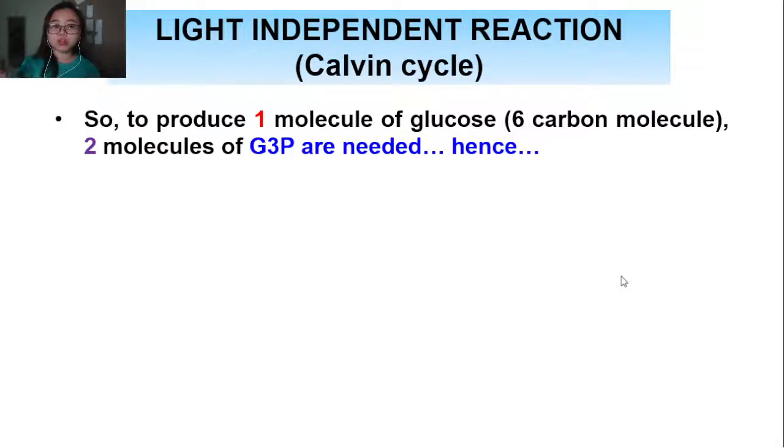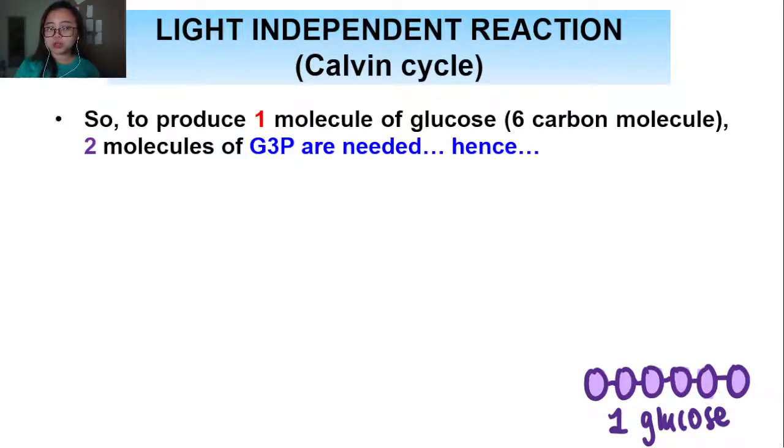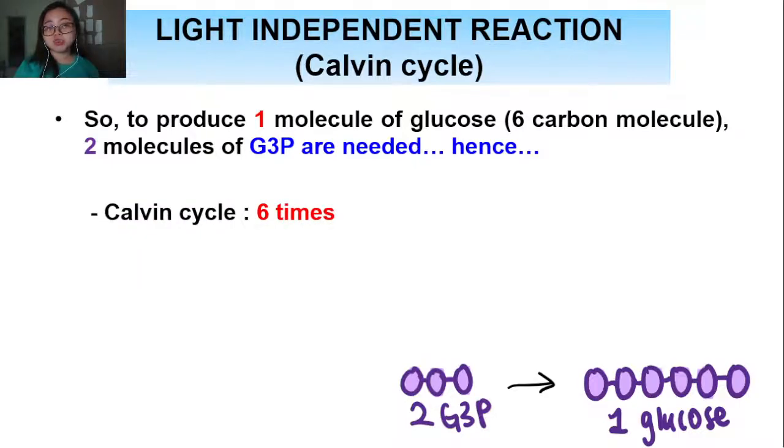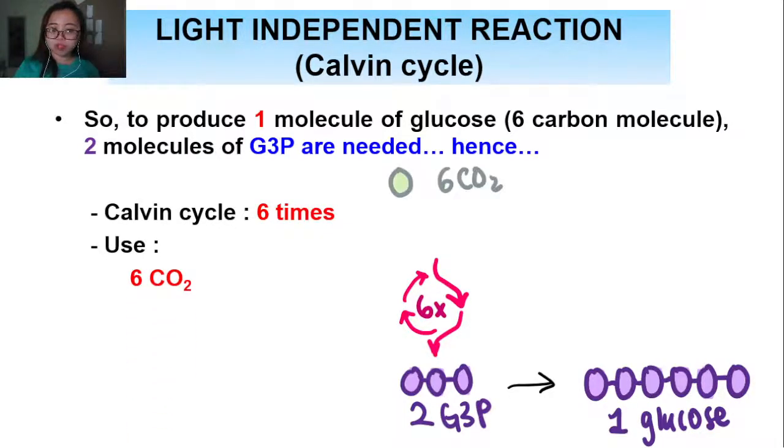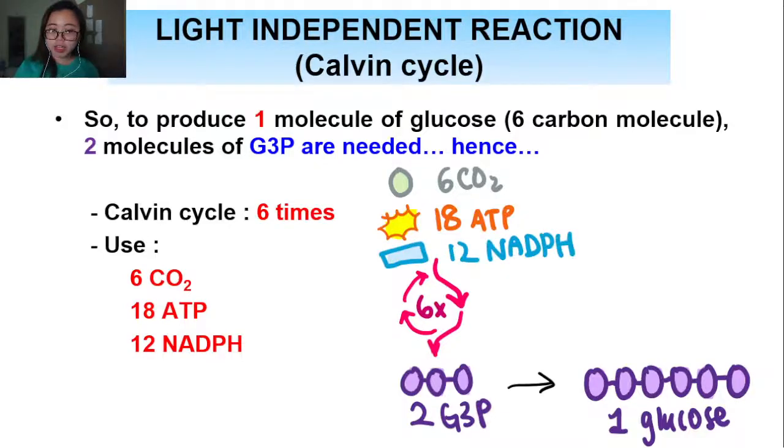So to produce one molecule of glucose, which is a 6-carbon molecule, you will need 2 molecules of G3P. Hence, you will need to do Calvin cycle 6 times. To do Calvin cycle 6 times, you need to use 6 molecules of carbon dioxide, 18 molecules of ATP, 12 molecules of NADPH, and all that to make 2 molecules of G3P, which will later be used to synthesize 1 molecule of glucose.